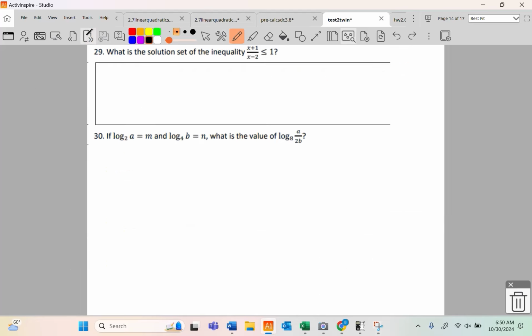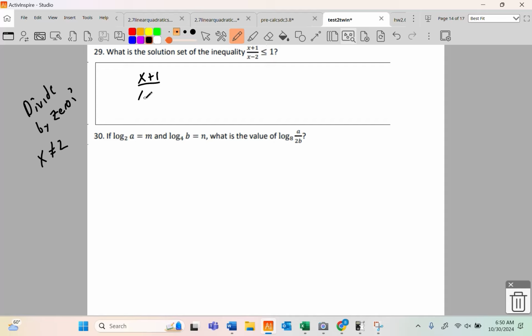All right, what is the solution set of the inequality (x plus 1) over (x minus 2) is less than or equal to 1? This really isn't that bad. One thing I know that I can't do is divide by 0. It's called domain. So I know that x cannot be 2, because if x was 2, the world would end right there. So x is not going to be 2. That's not going to lie in the solution set.